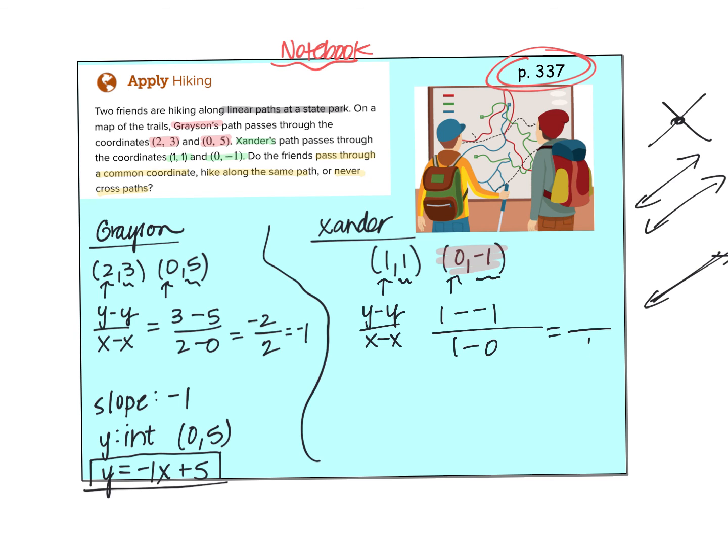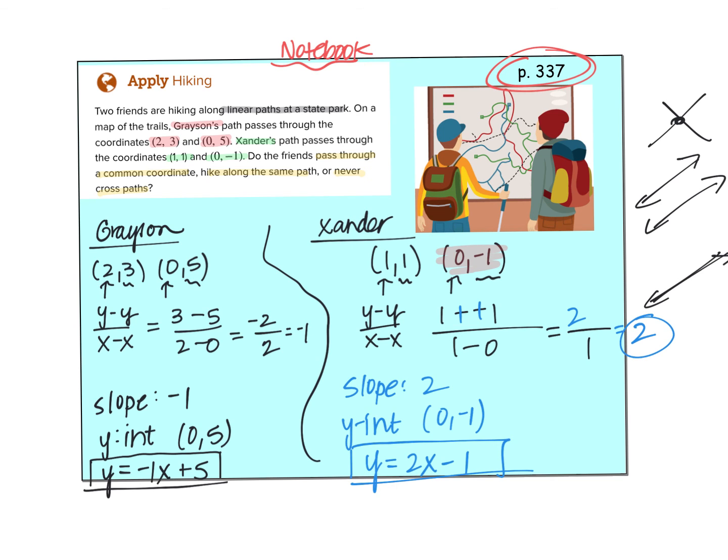So 1 minus 0 is 1. On the other one, I'm going to add the opposite, and I end up with 2. 2 over 1 is the same as 2. So there's my slope. I know Xander's slope is 2. I know his y-intercept already, which is (0, negative 1). So I know his equation is y equals 2x minus 1.